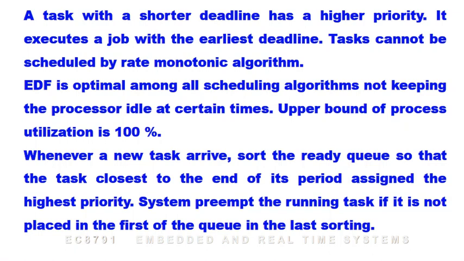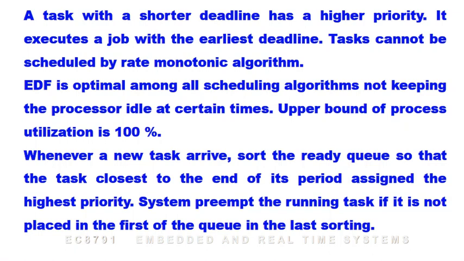It executes the job with the earliest deadline. Tasks that cannot be scheduled by the rate monotonic algorithm can be scheduled by EDF. EDF is optimal among all scheduling algorithms not keeping the processor idle at certain times. The upper bound of processor utilization is 100%.